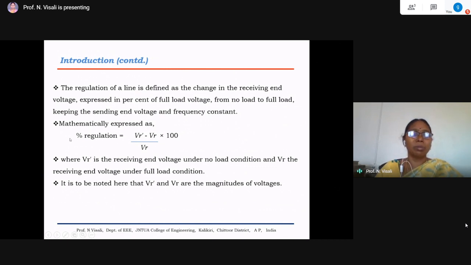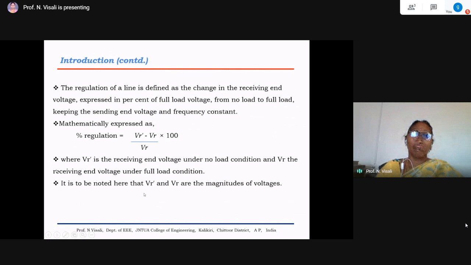Mathematically, percentage regulation is (VR' minus VR) divided by VR, into 100, where VR' is the receiving end voltage under no load condition and VR is the voltage under full load condition. So percentage regulation equals (VR' minus VR) divided by VR, into 100.